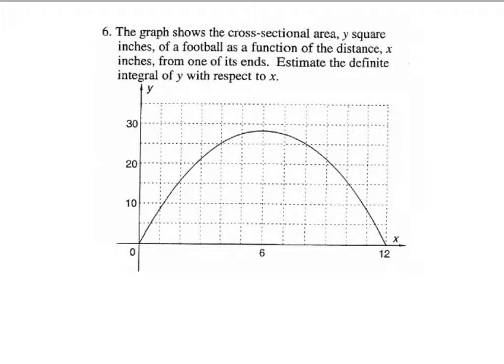Okay, if we read this problem carefully, we see that we have the cross-sectional area, y, which is in square inches, of a football as a function of the distance x. So, of course, that wording would tell us immediately that the cross-sectional area, which is in square inches, so I'm going to go with inches squared, is on the vertical axis, and x must go on the horizontal axis, and that, of course, is in inches. So what the author wants us to do is to estimate the definite integral of y with respect to x.